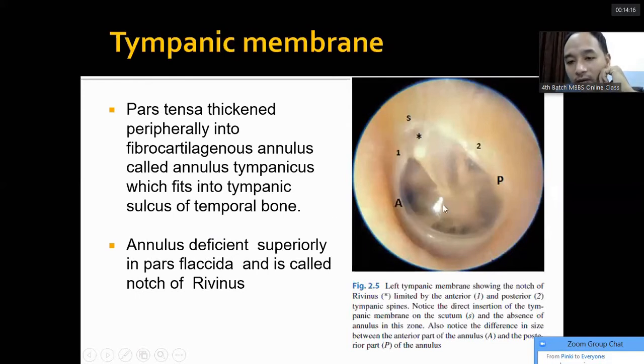Now this is the cone of light. In a normal tympanic membrane, the cone of light is located in the anterior-inferior quadrant. This is the left tympanic membrane. This is the handle of the malleus. Since the tympanic membrane is semi-translucent, we can see the shadows, not the structures themselves, of the middle ear through the tympanic membrane. Here you can see the shadow of the Eustachian tube, and you can see the shadow of the incus and stapes. This area is the round window. And this is the lateral process of the malleus.